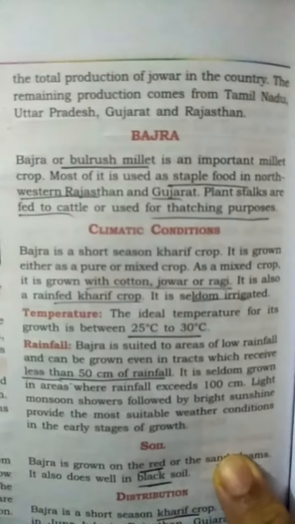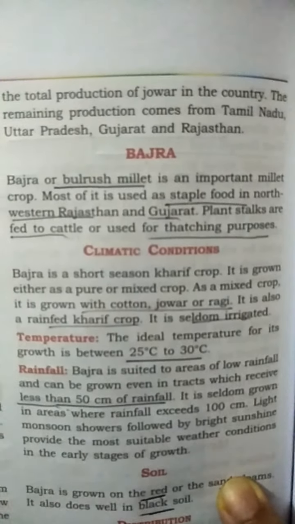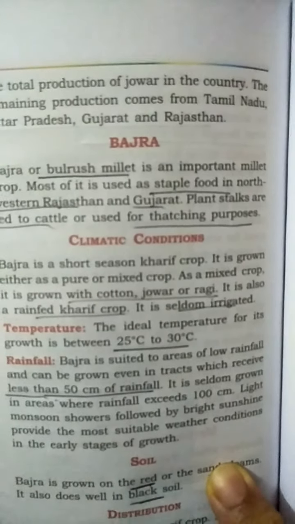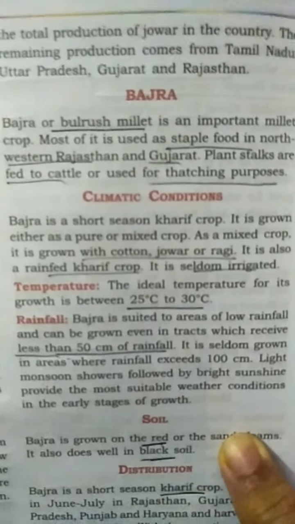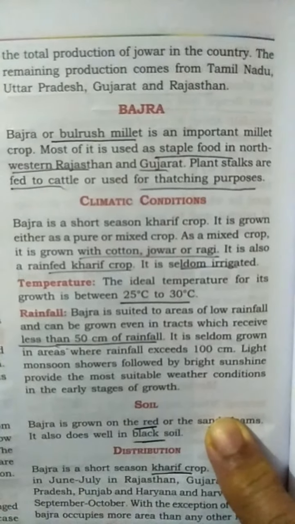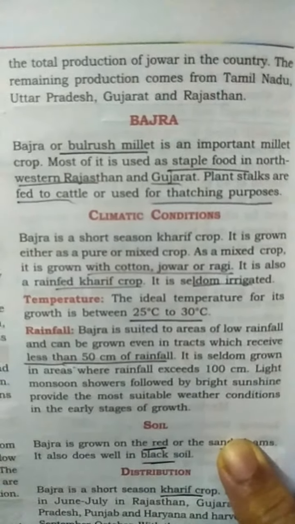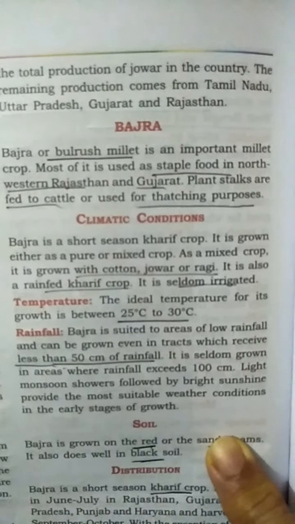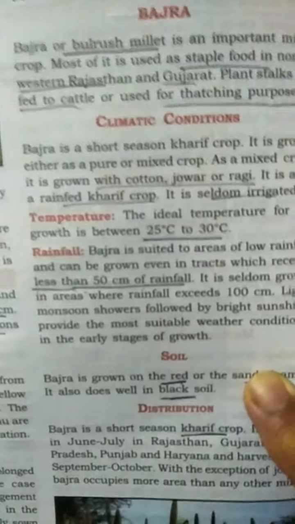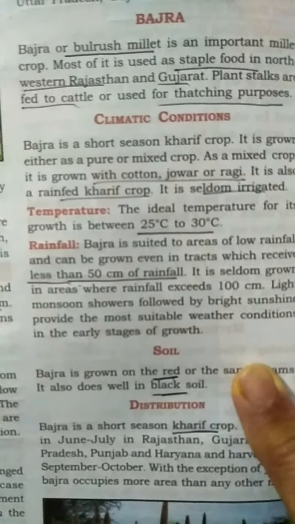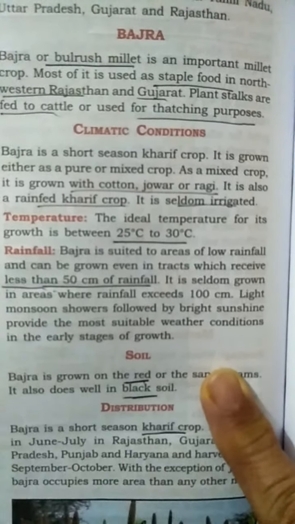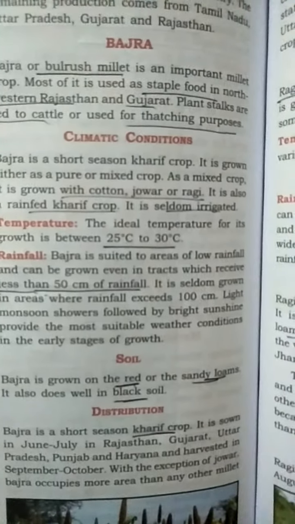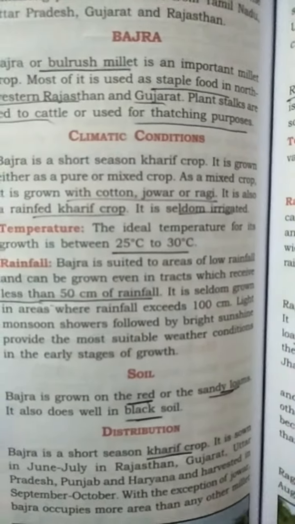Next millet is bajra. Bajra or bulrush millet. It is staple food in northwestern Rajasthan and Gujarat. And plant stock is given to the cattle as a feed, and also that plant stock is used for thatching purposes. Climatic conditions: it is a kharif crop and is grown either as a pure or mixed crop. As a mixed crop, it is grown with other crops like cotton, jowar or ragi.